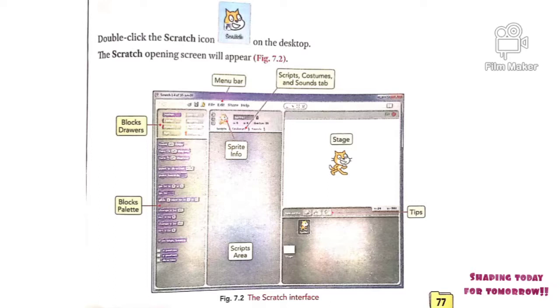So the first line is the menu bar. Then moving towards the next option, block drawer. There are 8 types of options given here. Then the block palette, in this various types of features are given. Then sprite information, and the sprite area, this complete area is the sprite area. Then tips, there are 3 types of tips given here. Then stage, in which a cat is there, this is the stage in which you can see the performance. And then there are 3 types of tabs given here. The first is sprite, the second is costumes and the third is sound tabs.